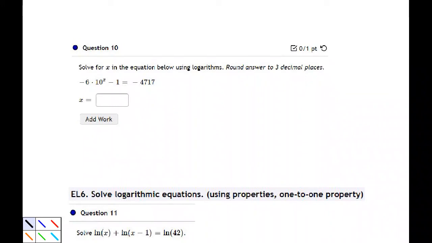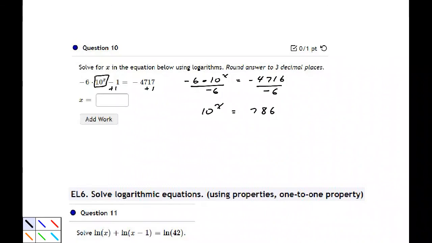The very first thing I want to do is try to isolate the 10 to the x part of this, the exponential part of this. That was going to require me to add 1 to both sides first. My resulting equation is negative 6 times 10 to the x equals negative 4,716. Now I can divide both sides by negative 6 to isolate the 10 to the x. So that 10 to the x is equal to, let's see, 4,716 divided by 6 is 786. So 10 to the x equals 786.